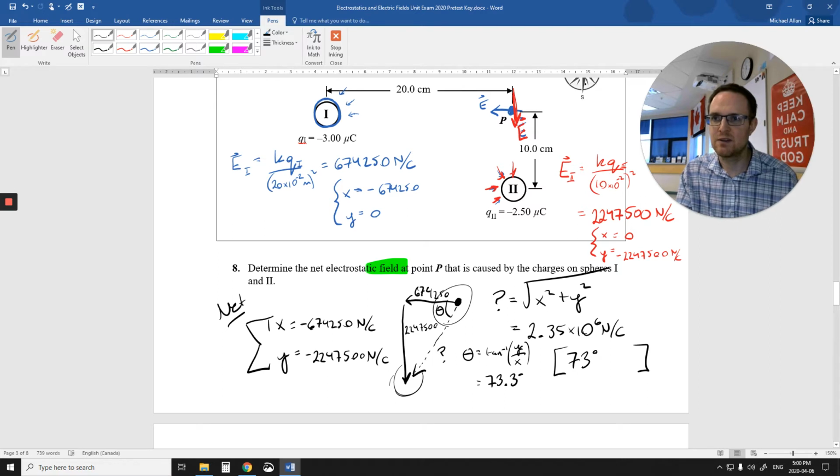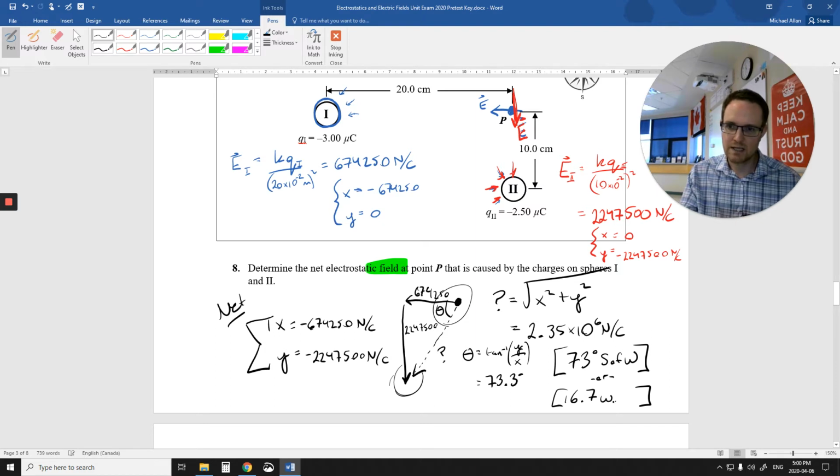Now I have to decide, because I had northeast, southwest in this question, that this is going to be south of west. If you drew your triangle the other way, you would have this answer instead. You would have 90 minus this number. You would have 16.7 west of south. Ooh, I said south, but I wrote down west. There you go. So it'd have one of those two, but your magnitude would always be the same. So it'd be this 2.35 times 10 to the 6. Okay, so all of that there is your answer.